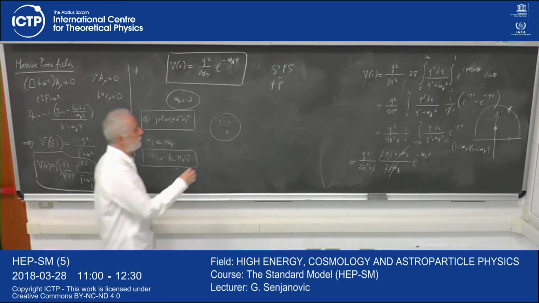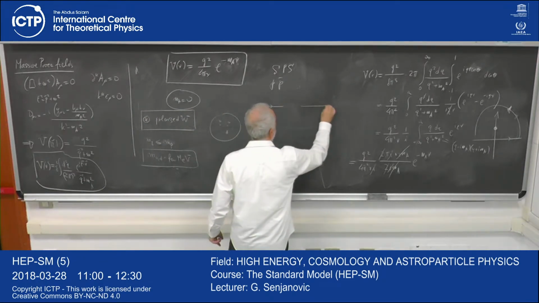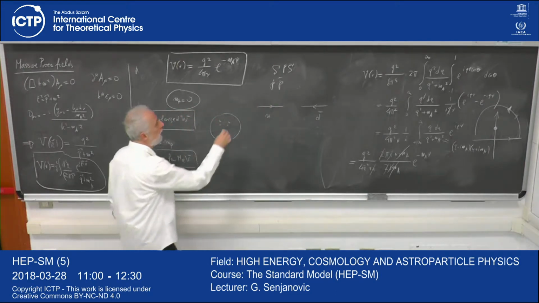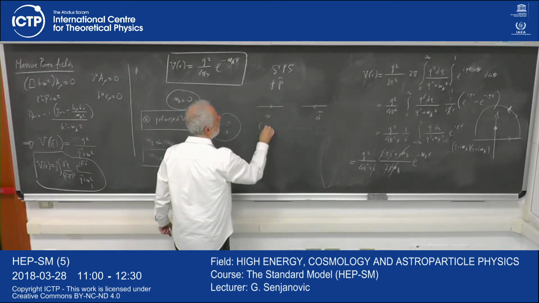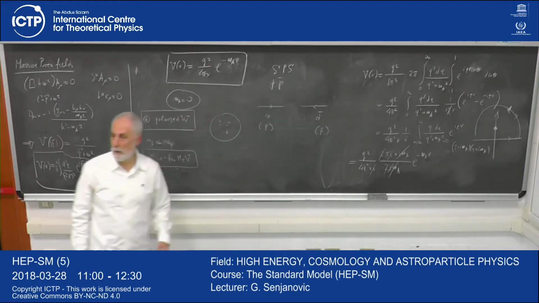So, what happens in that machine? I have an up quark from the proton, which is colliding with the anti-down quark from the anti-proton, P bar. And they are going to produce a W at rest.